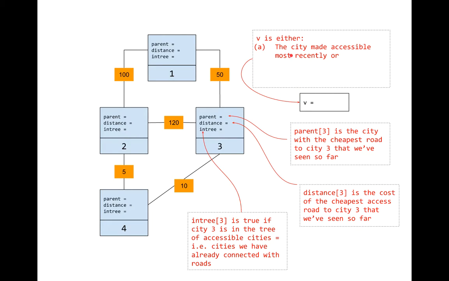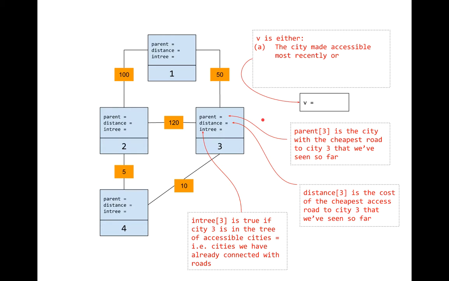V is one of two different things because there are two different stages, two different phases of our algorithm. In one phase, we have just built a road to a new city, and we are considering new options from there. We are considering the roads out from that city to new and undiscovered cities. So in this phase of the algorithm, V is the city that was made accessible most recently. Or to put it differently, it's the city whose edges or out roads we are currently exploring during that phase of the algorithm.